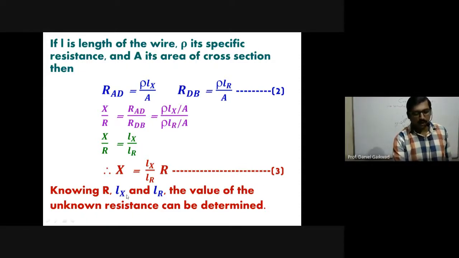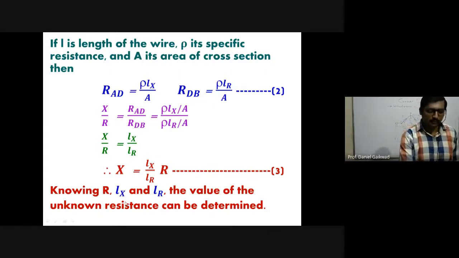Knowing the values of R, Lx and Lr, we measure the lengths in centimeters, suppose. The values of Lx and Lr in centimeters we can measure with the help of a meter scale. And in the resistance box, we already know the values of resistance, so that value is also known. If we substitute these, we can calculate the unknown resistance X. So knowing the values of R, Lx, Lr, the value of the unknown resistance can be determined here. This is the application of the Wheatstone bridge as the meter bridge.